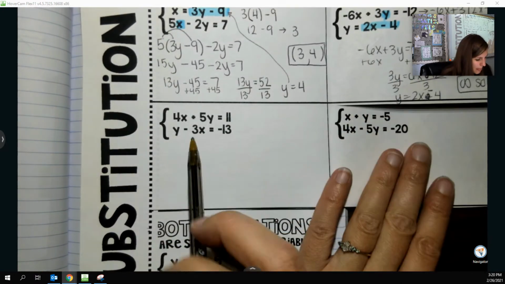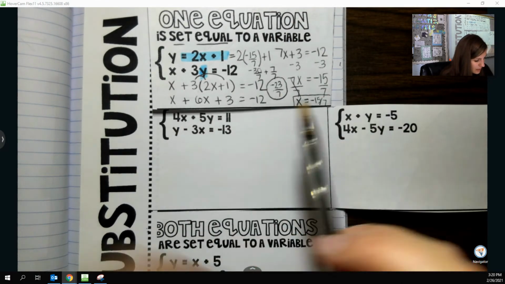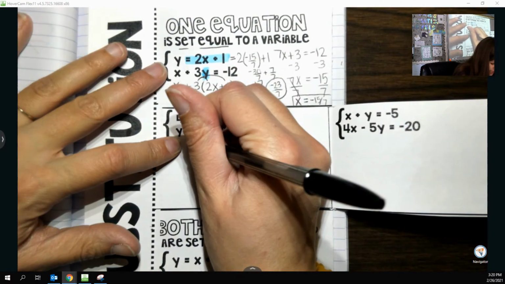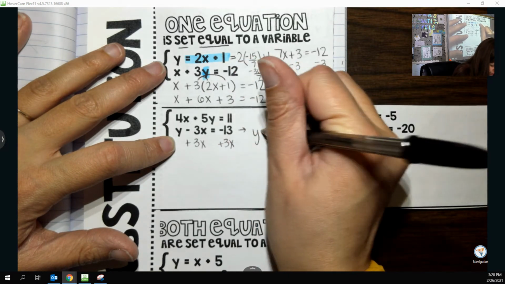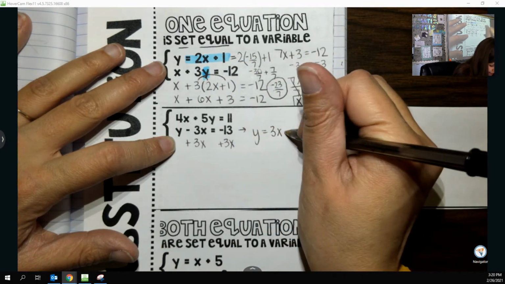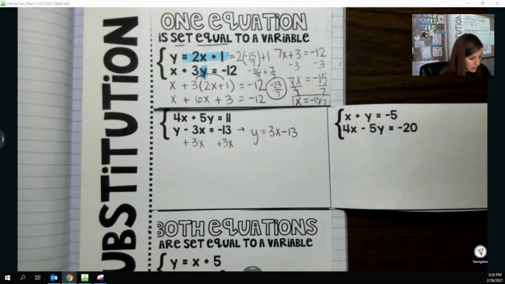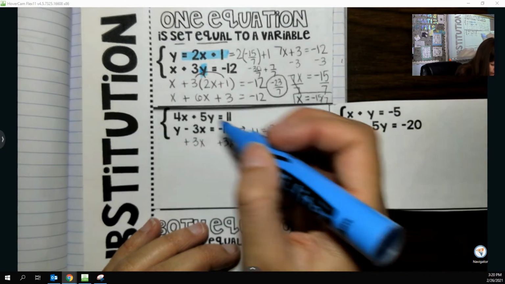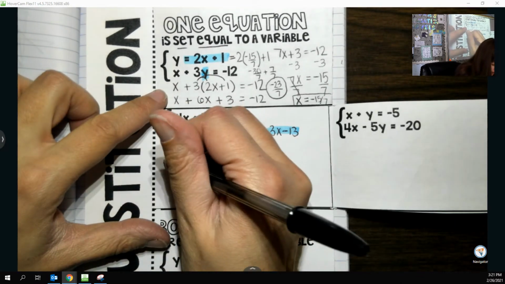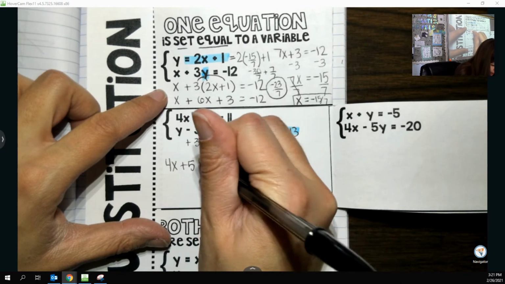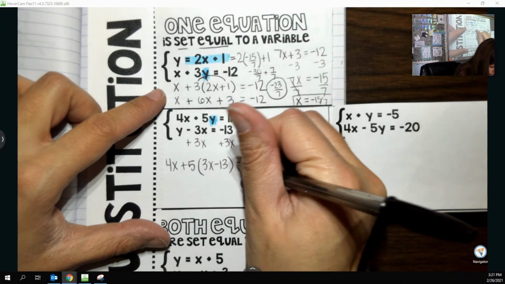So if we take a look in here, looking at this first one, the easiest letter to get alone will be this y right here, because I just have to add the 3x away. And so then this new equation will be y equals positive 3x, because I added it, minus 13. And then we're in the situation we were talking about before, where I can take this and put it in for y, because that's what y equals. So I take my top equation, the 4x plus 5y, but in place of y, I'm going to put 3x minus 13 now equals 11.